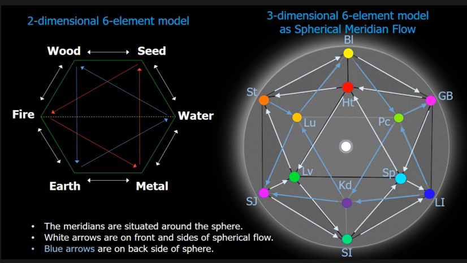Now, you'll see that the white arrows are meridians on the front side of the sphere. And the blue arrows are meridians on the back side of the sphere. And so you get the spherical flow going around the front and around the back, up and over the top, up and around the bottom, around the sides. There's a spherical flow between the meridians here.